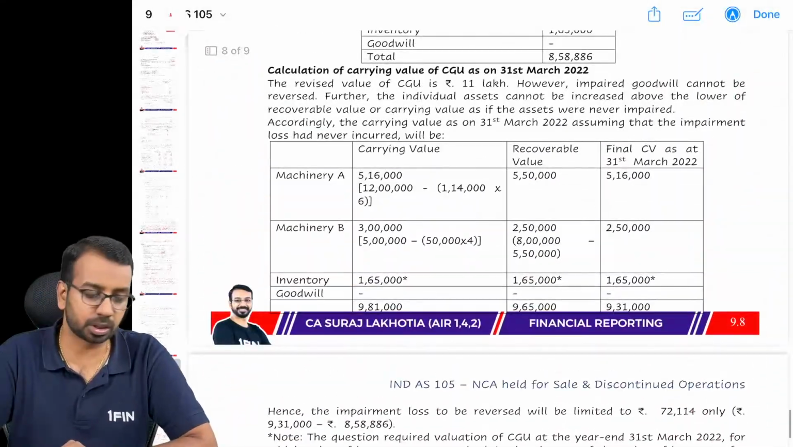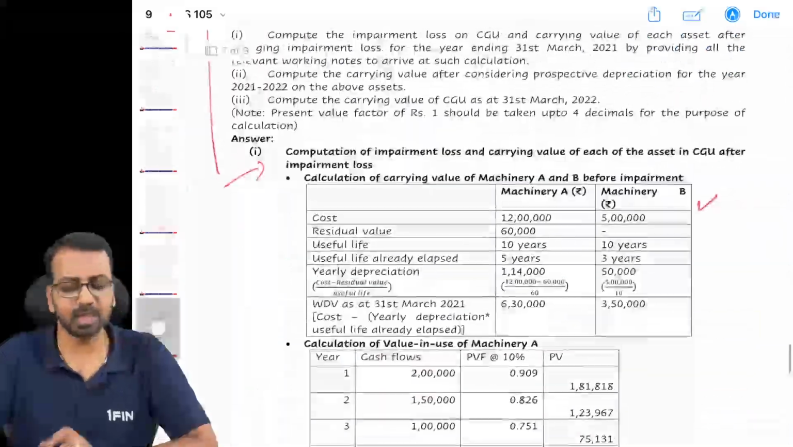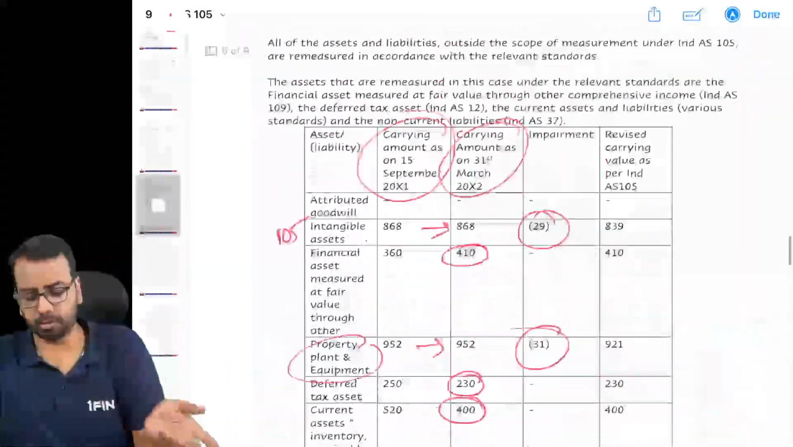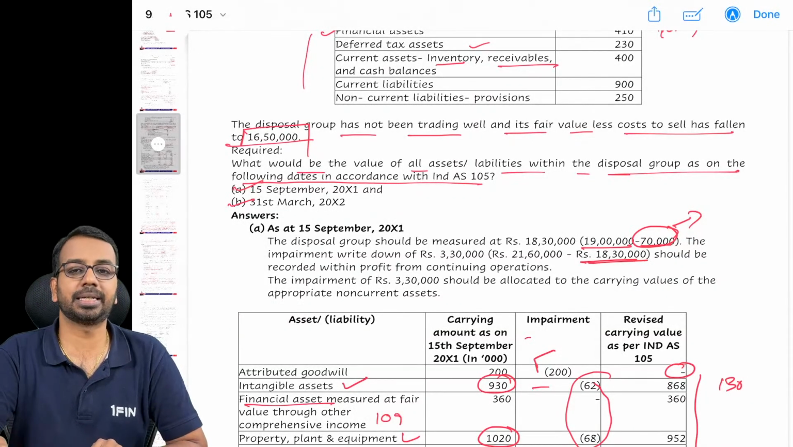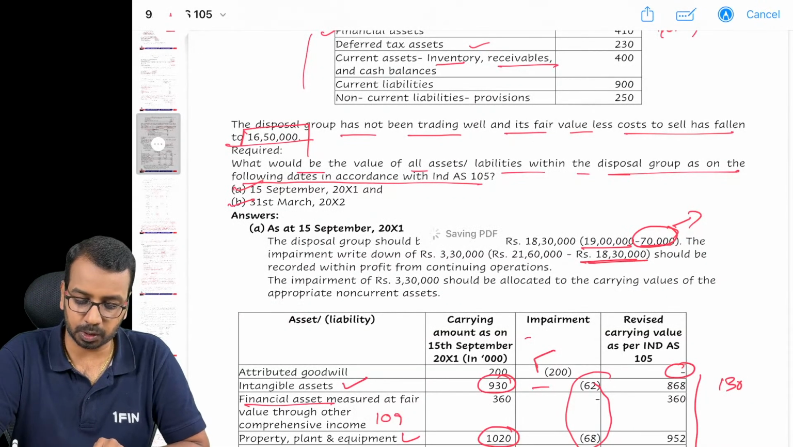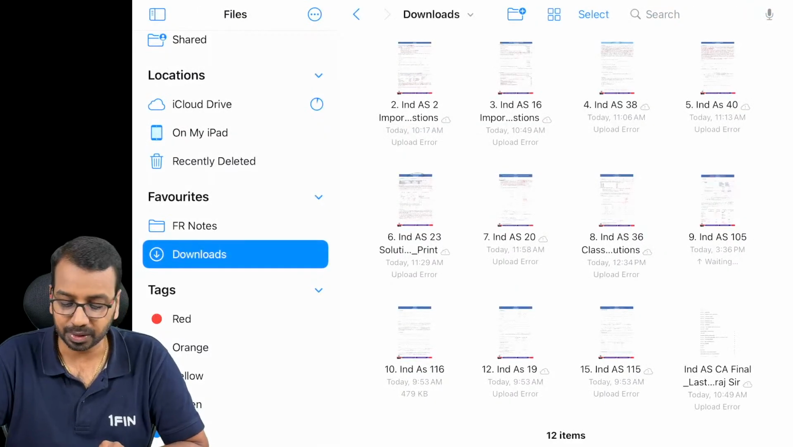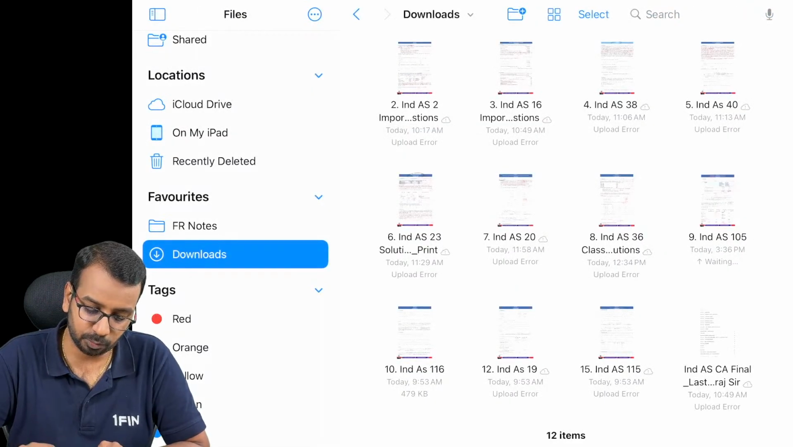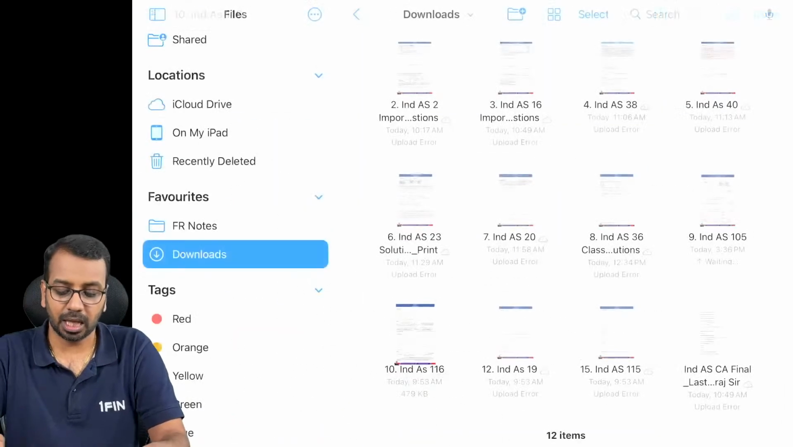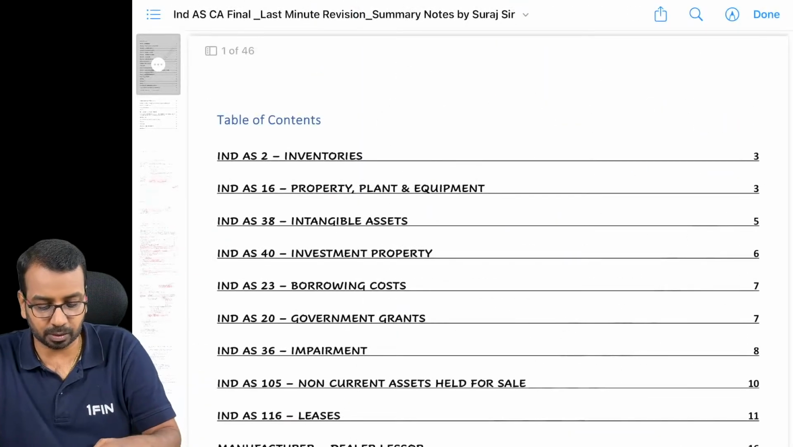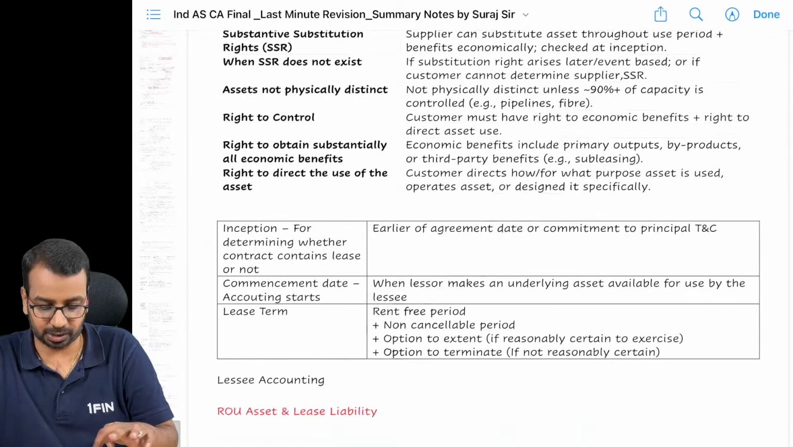Okay. So, that is about Ind AS 105. Similar to Ind AS 36, the concepts and all, and not frequently tested, but yes, possibility that can be tested in the examination. Now we'll move on to the next one, which is a slightly larger standard, Ind AS 116. Before that, a quick recap of some important concepts of Ind AS 116.